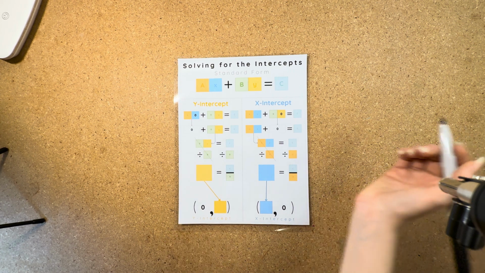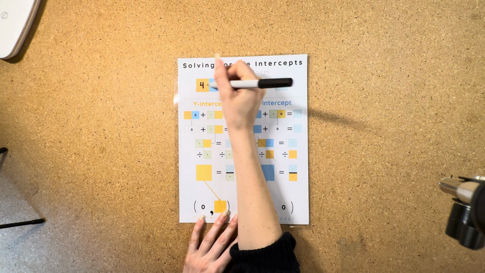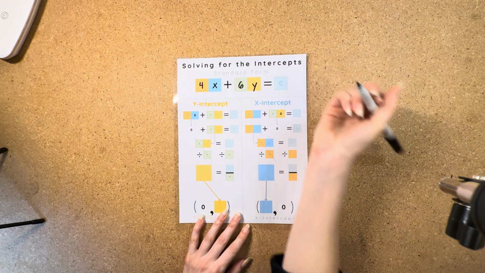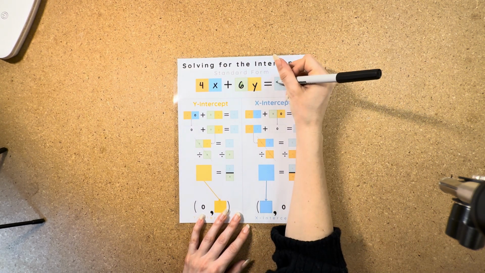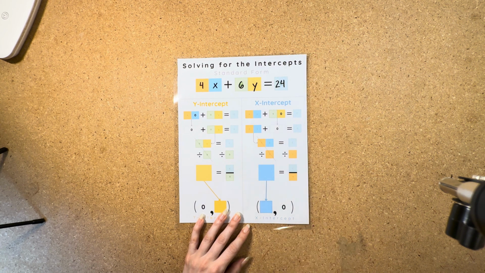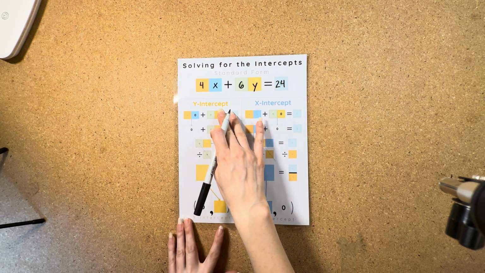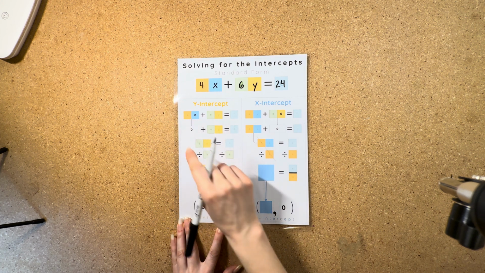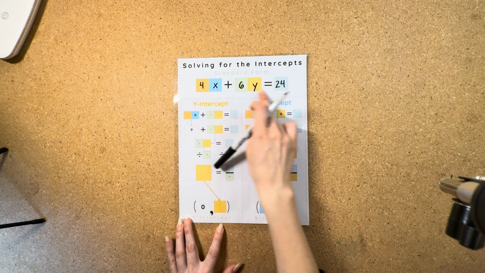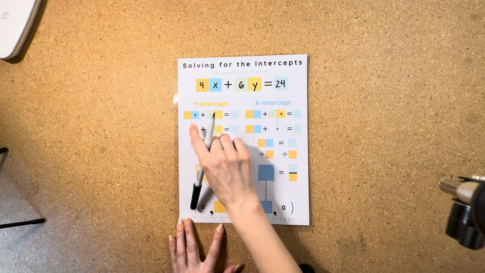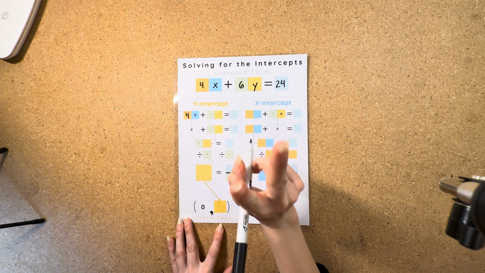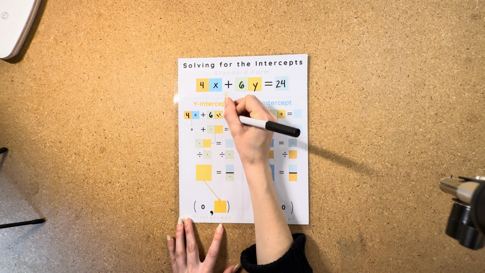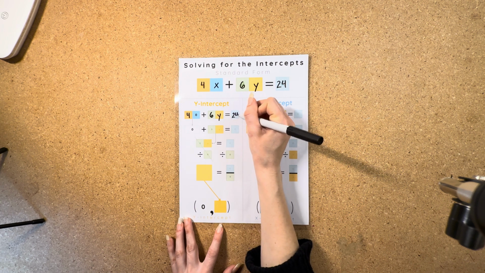So let's try 4x plus 6y is equal to 24. So over here, to solve for the y-intercept, I'm going to set x equal to 0, and that's been done for you. You're going to rewrite this entire equation in, except instead of x, it's going to be 0. That's what it means to plug in 0 for x. Plus 6y is equal to 24.